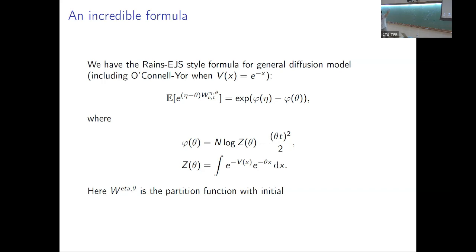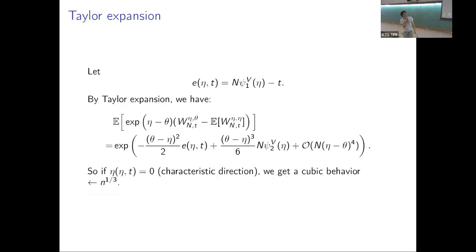You can compute it, and it's fully explicit. So this expression x plus phi eta minus phi theta might seem a bit abstract, but if you Taylor expand, you start seeing a lot of quantities that we know. For example, when you subtract e to the minus the expectation, then you see this second order term is lambda minus theta, or eta minus theta squared times the characteristic direction. So if we assume that this is 0, we get 0, and the next term is a cubic term. So that's where the n to the 1/3 comes from.